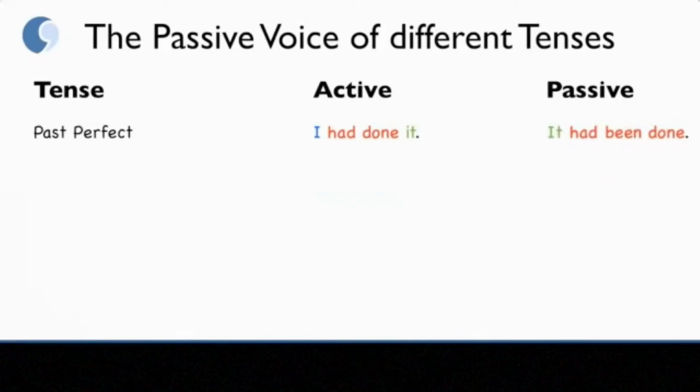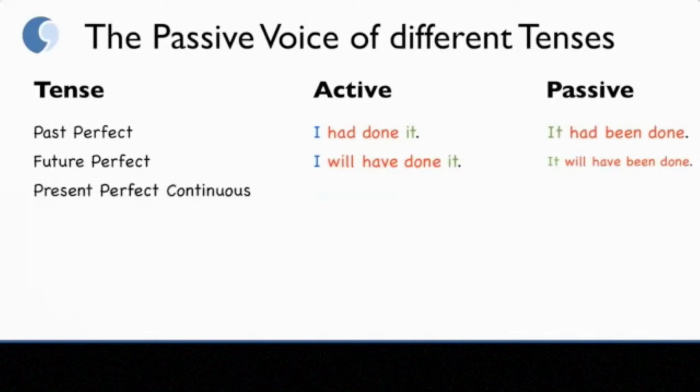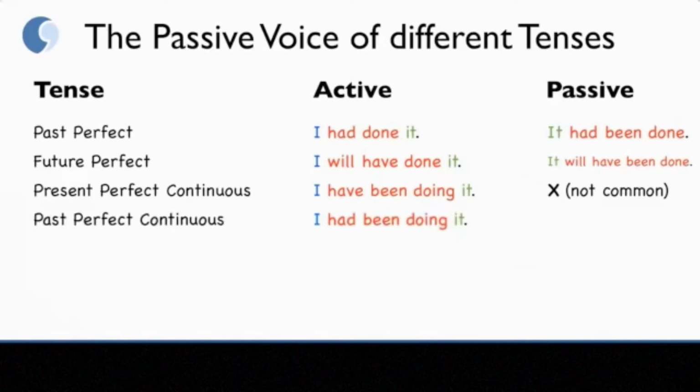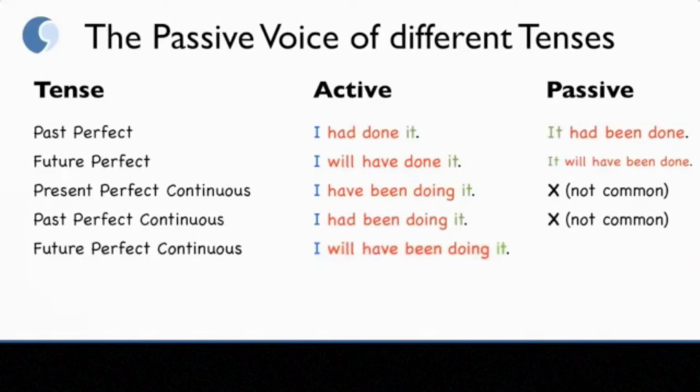It had been done. Future perfect, I will have done it. It will have been done. Present perfect continuous, I have been doing it. Not common. In fact, perfect continuous tenses are very uncommon in the passive voice. So we don't put past perfect continuous, I had been doing it, or future perfect continuous, I will have been doing it, in the passive voice. So keep the sentences in the active form.